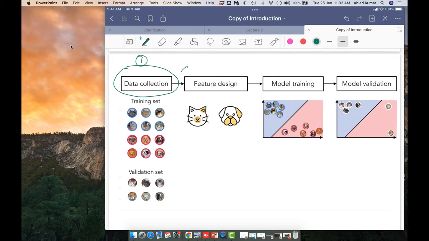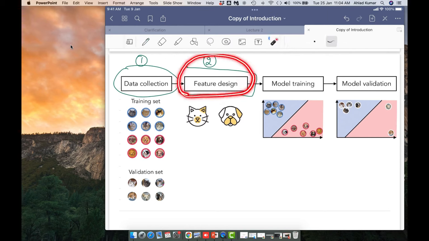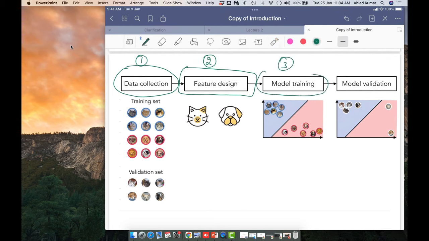The second is the feature design. We will discuss this also. As you recall, in the Netflix recommendation app, I was telling you that all these are features, practical features. Please keep that in mind, that feature design is the same feature design which is over here. The third step is model training. We will understand all these things.